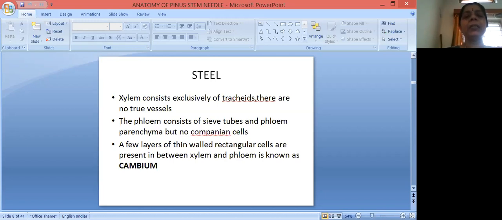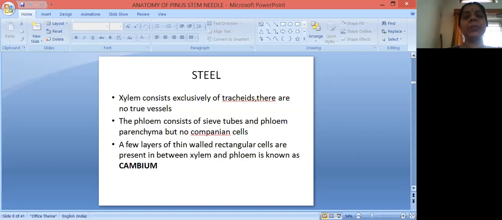So Pinus is a gymnosperm. Primitive structures are formed in Pinus. Hence, the xylem consists of only tracheids. There is no presence of true vessels. So, it is one of the primitive natures. So, xylem consists of only tracheids.